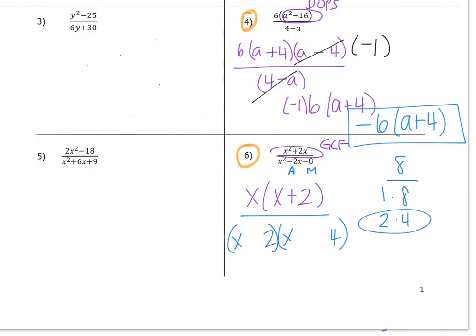Because we're multiplying to a negative, the bigger number takes the first sign. So bigger number takes the negative, smaller number takes the positive. From here, we cancel from top to bottom. Plus 2, x plus 2, gone. So now on top, we have an x. On the bottom, we have an x minus 4.